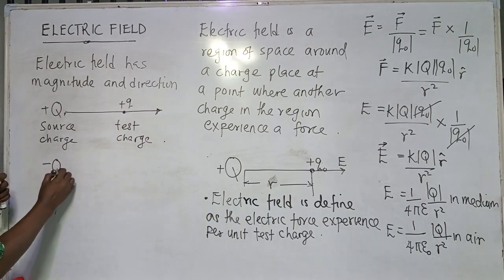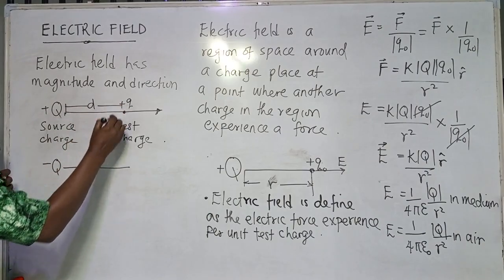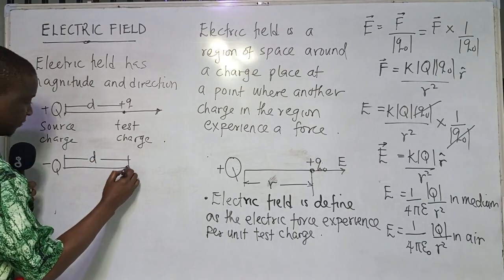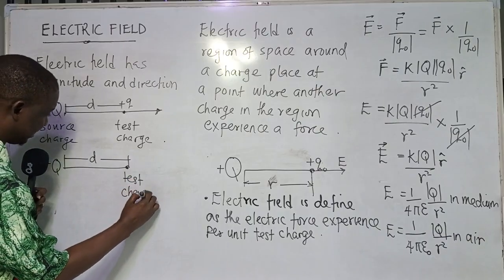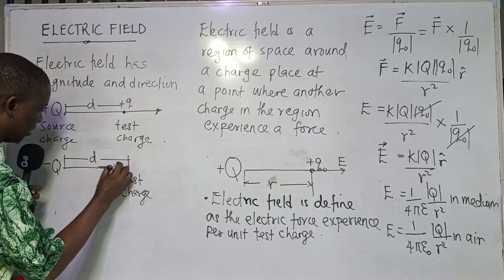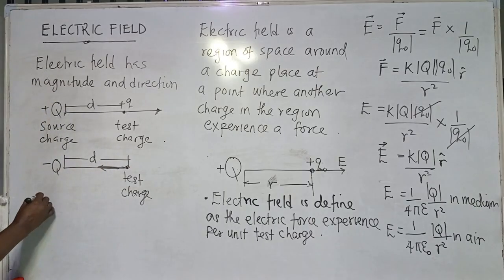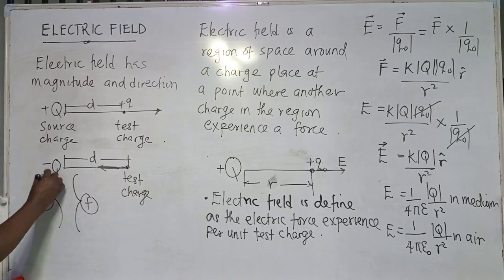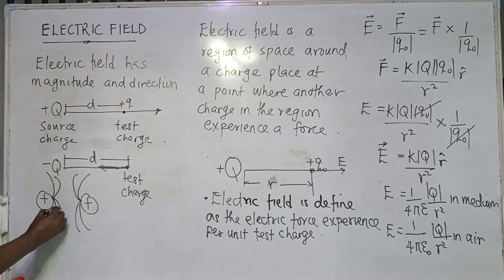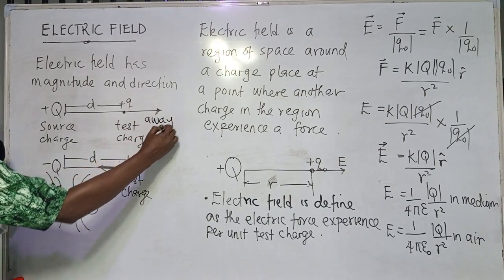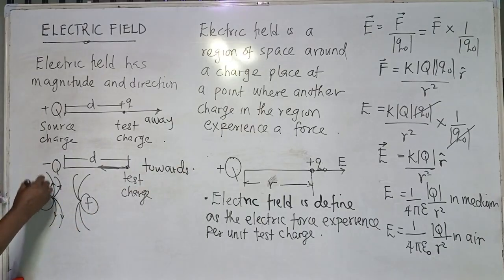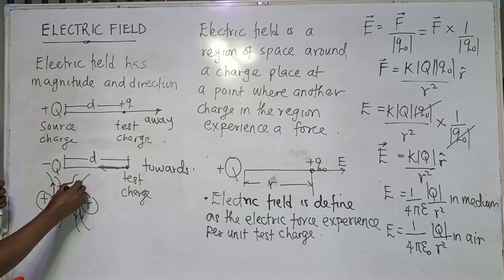Now, if I have a negative charge placed at a distance D from a test charge, what we notice is that it will move towards the negative charge. That is to say, if I have positive, they will repel like this. This is what will happen. That means outward, away from the positive charge. This is away, and this is towards the negative charge. So it will be away, like what we have explained.